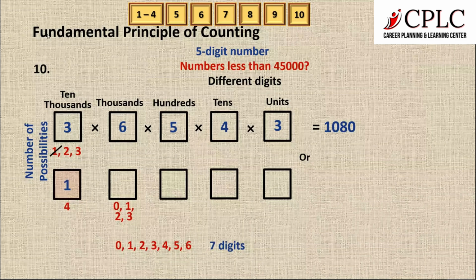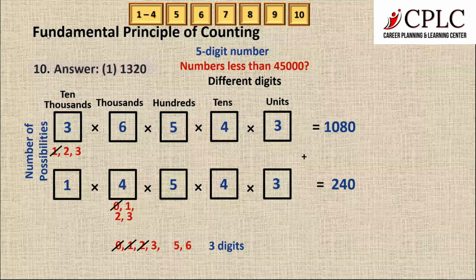In the second possibility, only one possibility at the ten thousands place. At thousands place, only 4 possibilities. Now 2 digits are fixed already, and we are left with 5 digits out of 7. So hundreds place will take 5 digits. Tens place will take 4. Units place will take 3. The product is 240. The addition of these two values is 1320. So 1320 is the answer, which is option 1.